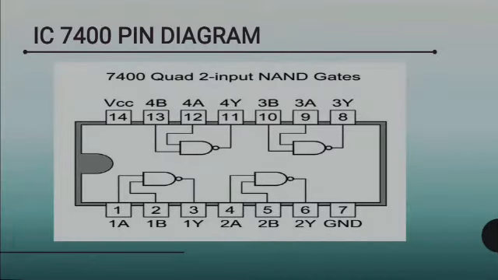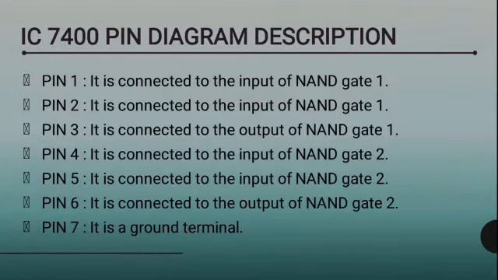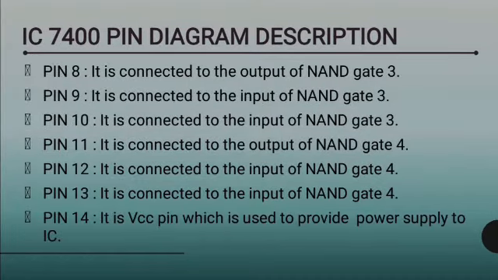The figure shows the pin diagram of IC 7400. Pin 1 and pin 2 are the inputs of NAND gate 1 and pin 3 is the output of NAND gate 1. Similarly, pin 4 and pin 5 are the inputs of NAND gate 2 and pin 6 is the output of NAND gate 2. Pin 7 is the ground terminal. Pin 8 is the output of NAND gate 3 and pins 9 and 10 are the inputs of NAND gate 3. Pin 11 is the output of NAND gate 4 and pins 12 and 13 are the inputs of NAND gate 4. Pin 14 is the VCC pin which is used to provide the power supply to the IC.